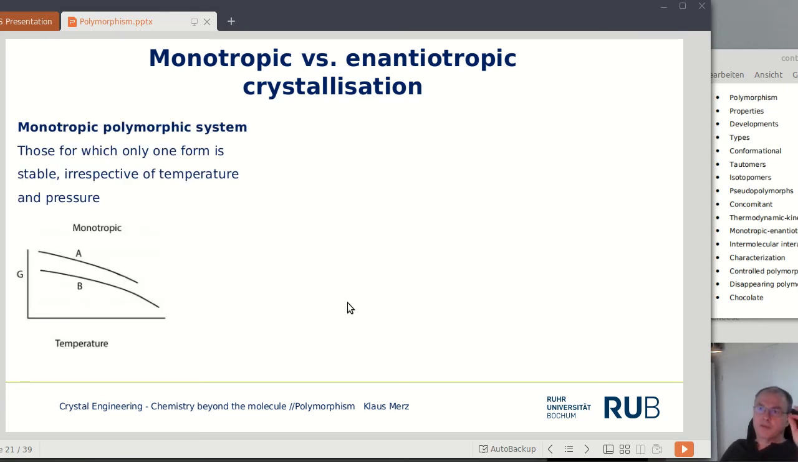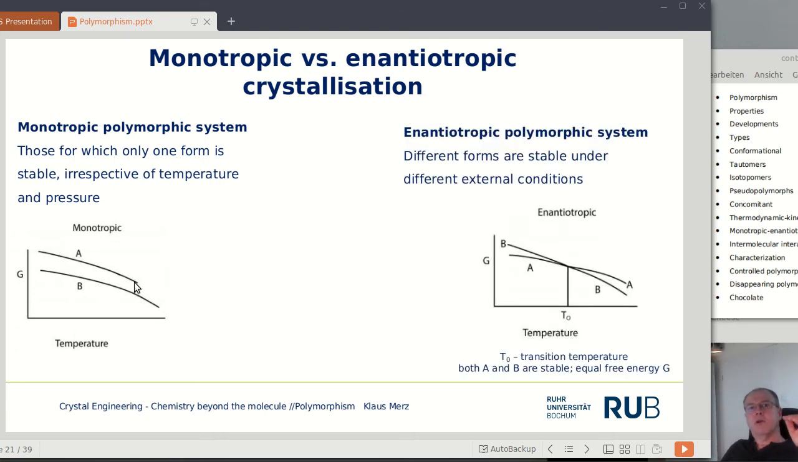Well, we have two different forms. We have monotropic polymorphic systems. You have a free energy with temperature, and independent of the temperature, always one form is more stable in contrast to the other form. That is a monotropic system. The other type is called an enantiotropic system. And this is exactly what I said. Depending on the parameters, temperature, a metastable form could also be stable.